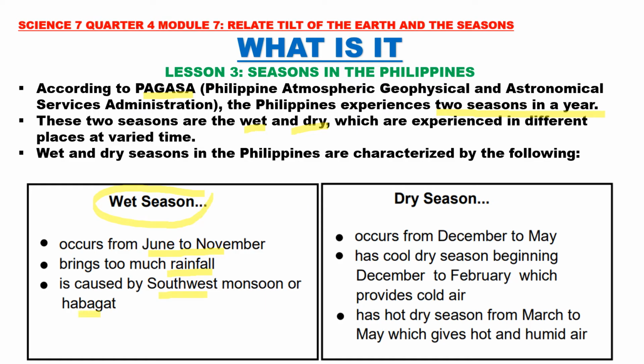The dry season occurs from December to May. It has a cool dry season beginning December to February, which provides cold air. It has a hot dry season from March to May, which gives us hot and humid air.